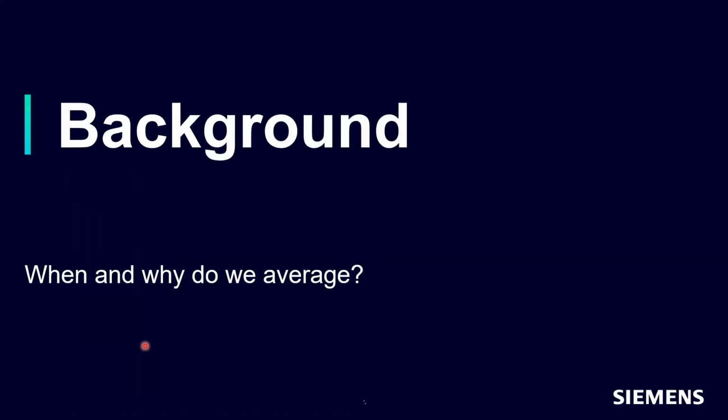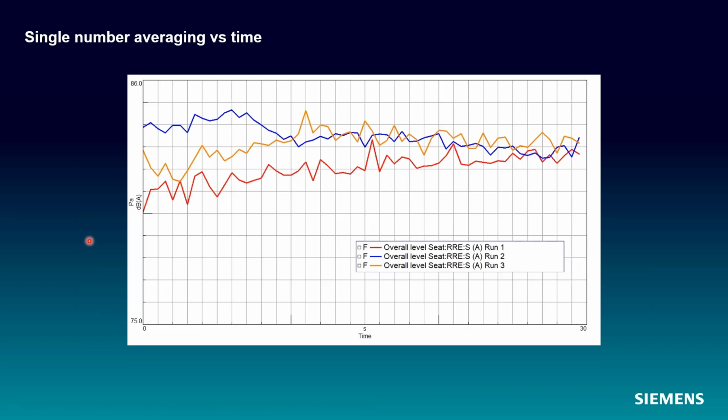So background, when and why do we average? Well, certainly when we have something like you see here, I've got 3 runs of maybe a test where I have an overall level versus time. And you see some differences in run 1 to run 2 and run 3. And while this might be helpful information, maybe I want to boil down the trends I see here to a single number so I can more appropriately compare run 1 to 2 and 3.